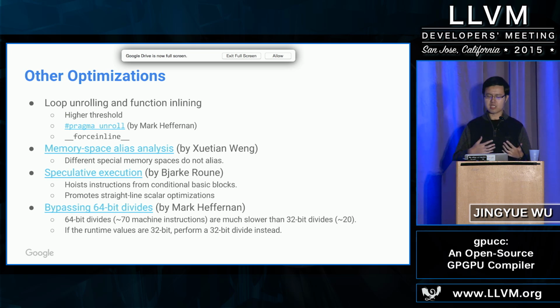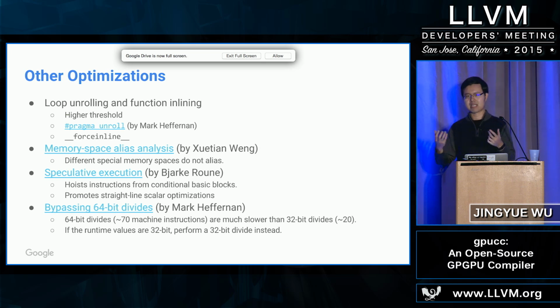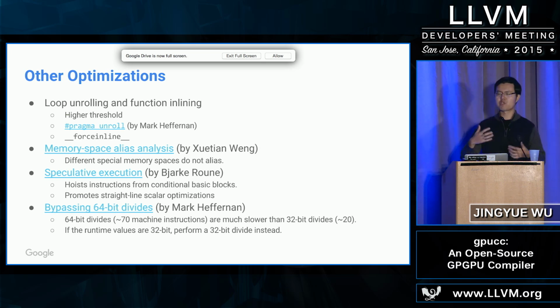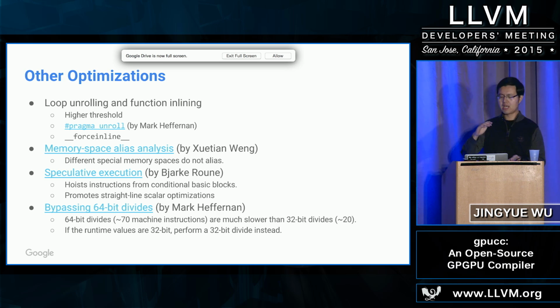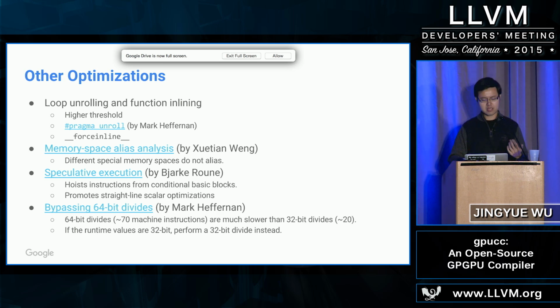The idea is to hoist instructions from conditional basic blocks so that it can promote straight line scalar optimizations, because straight line scalar optimizations only look at code that dominates each other. If it's embedded in a conditional block, it can't do that. But for sure, we only hoist instructions when it is safe, and we also have a threshold on the total number of instructions we hoist. Down the road, we need to apply a better cost model, etc.